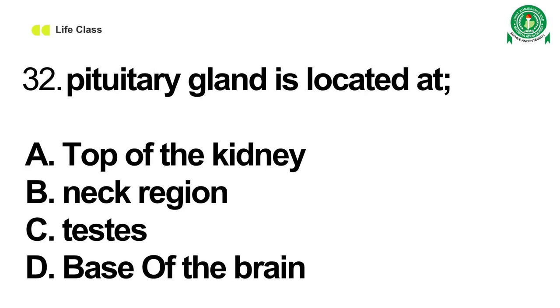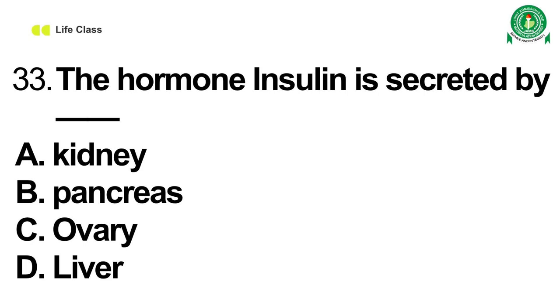Pituitary gland is located at A, top of the kidney, B, neck region, C, testes, D, base of the brain. So the correct answer is the base of the brain. That is where the pituitary gland is located. The hormone insulin is secreted by dash: A, kidney, B, pancreas, C, ovary, D, the liver. So the correct answer is the pancreas. So the pancreas secretes insulin.